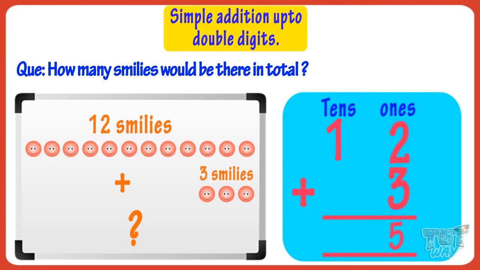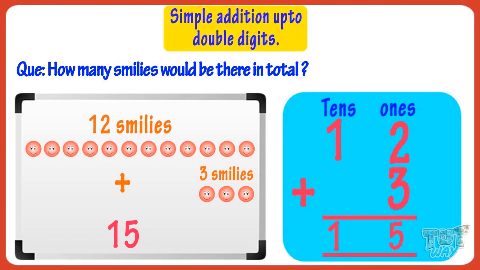Now there is nothing to add in 1. So write 1 as it is. So we got to know 12 plus 3 equals 15. So there will be 15 smileys in total. Good.